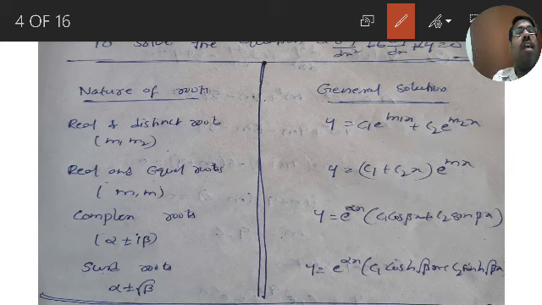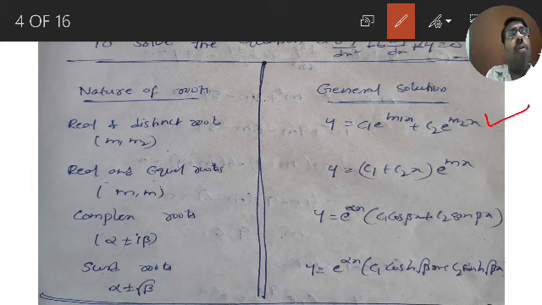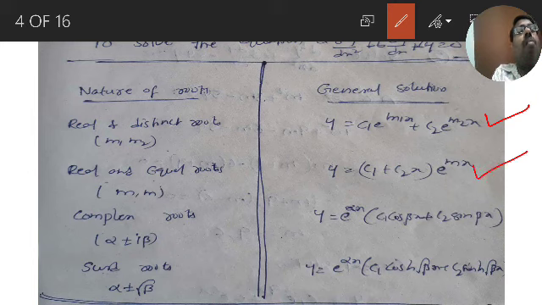Shall I repeat one more time? Real and different: m1 and m2 are two real and different roots, then y is equal to c1 into e power of m1x plus c2 into e power of m2x. m, m are two real and equal roots, then the general solution is y is equal to c1 plus c2x into e power of mx. And if alpha plus or minus i beta is a pair of complex roots, then the general solution is y is equal to e power of alpha x into c1 cos beta x plus c2 sin beta x.